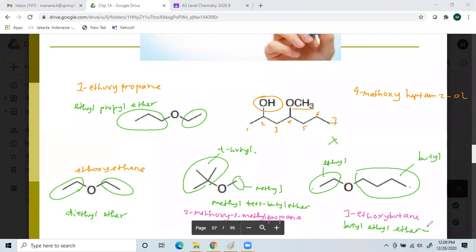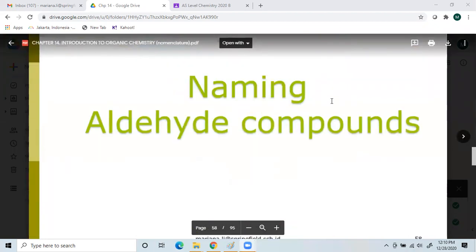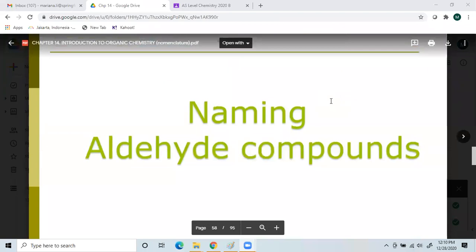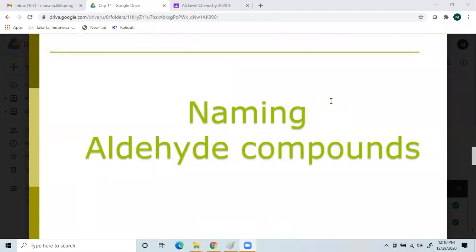So for ether, it has two different naming rules. It could be the IUPAC rules, alkoxyalkene, or it could be a trivial name or the common name, alkyl ether. I hope you can understand about ether. Okay, alcohol done, ether done. Now we'd like to see about aldehyde.